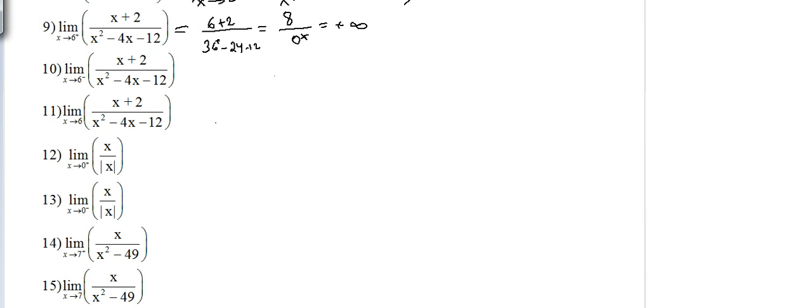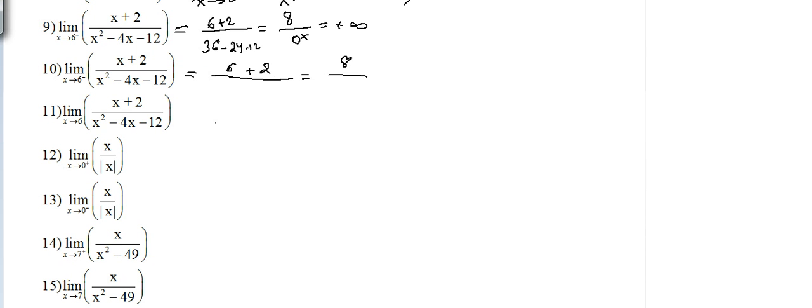Okay, AP Calculus Limits Part 5. We did number 9 and we got plus infinity because the answer was 8 over 0 plus. Number 10 is the same, but as x approaches minus 6, that's why the answer will differ here.